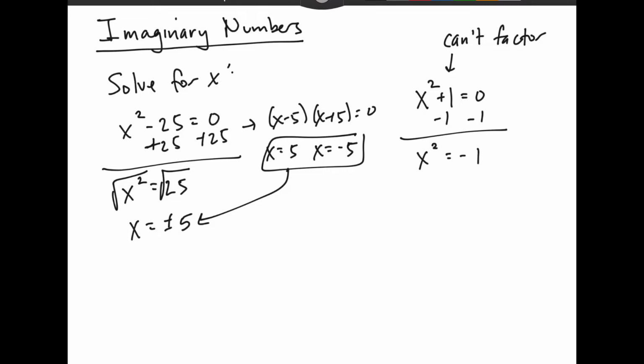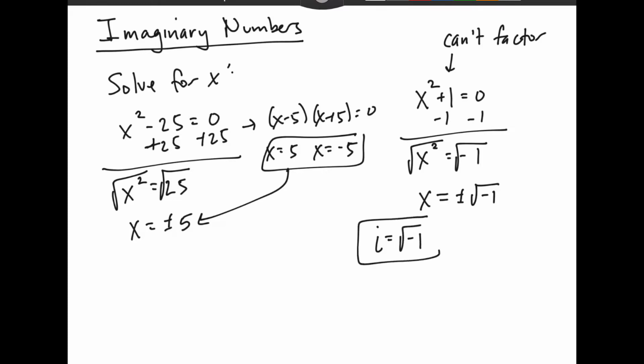If we follow the same steps, we take the square root of both sides. So x equals plus or minus the square root of negative 1. Now, up to now, they tell you that you can't take a square root of a negative number. But in math, we actually call the letter i the square root of negative 1. So that means this is plus and minus the letter i.